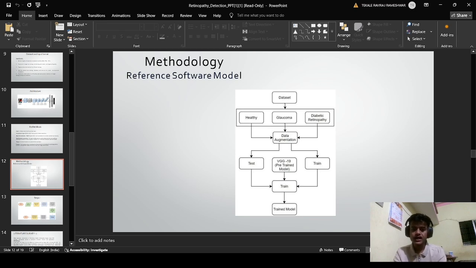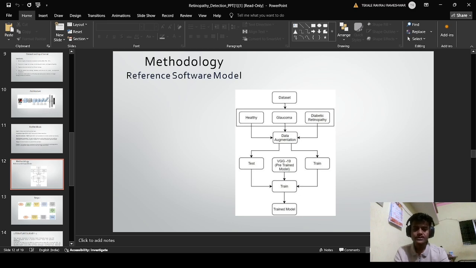Next, it will go to the data augmentation. Since medical images are often few, data augmentation is applied to expand the diversity of the data. Techniques like rotation, flipping, zooming, and scaling are used. This helps the model generalize better and reduces the chances of overfitting. Next is the train and test split. In this step, data are split into training and testing: training for teaching the model and testing for evaluating accuracy.